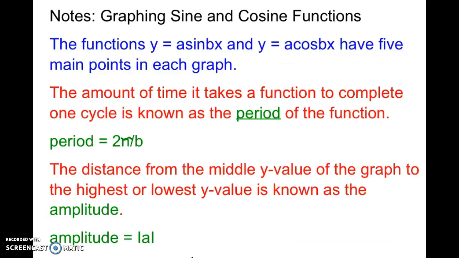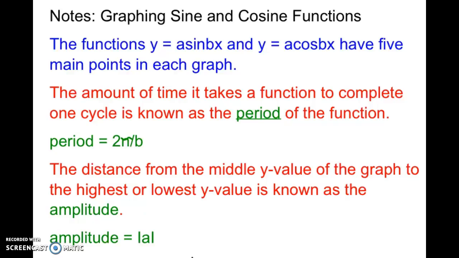Okay, this is the first part of the notes that we're going to use to graph the trig functions in a minute when I do the table. So if you want to go ahead and write these down and possibly pause it, I'm going to go and explain what they mean. Okay, if you read up here, the functions y equals a sine bx and y equals a cosine bx have 5 main points in each graph that you're going to see when I graph them. They're the main points that we did in our table.